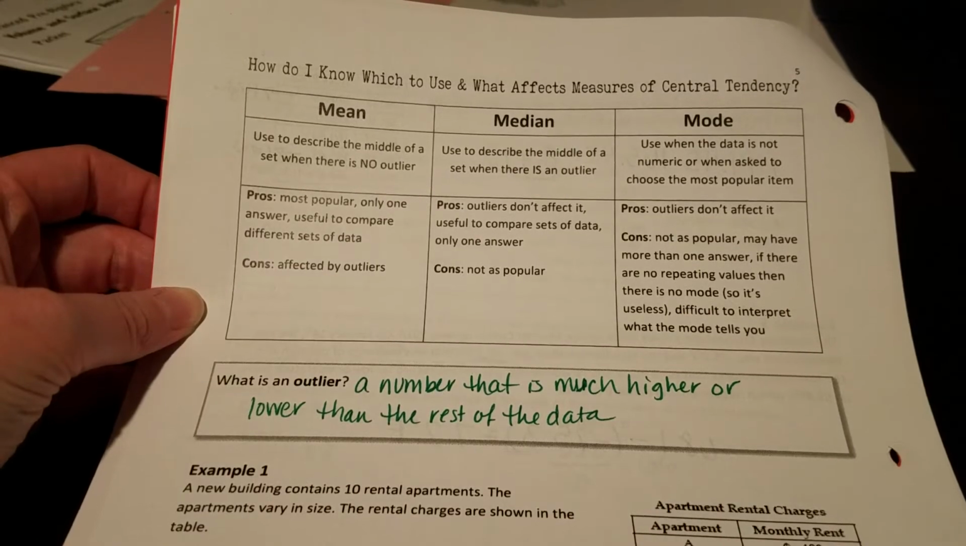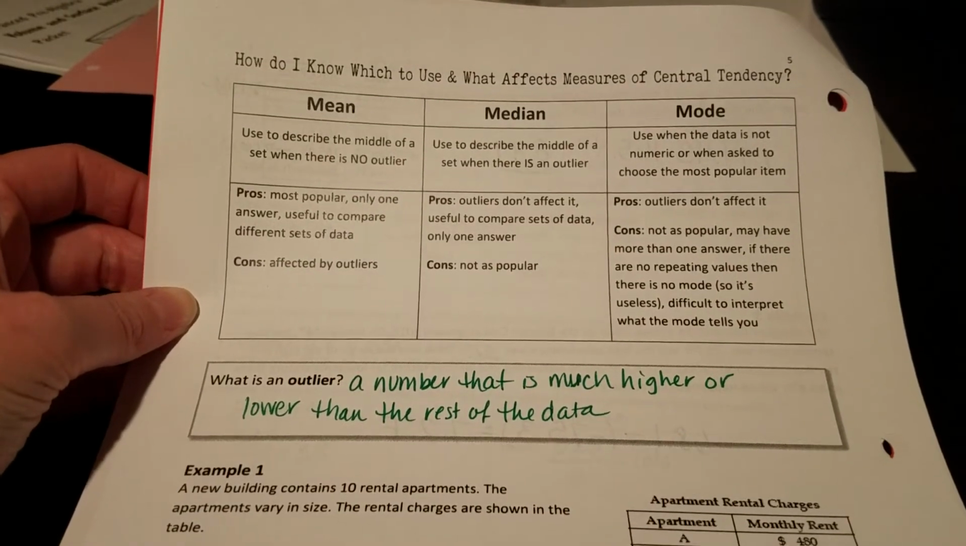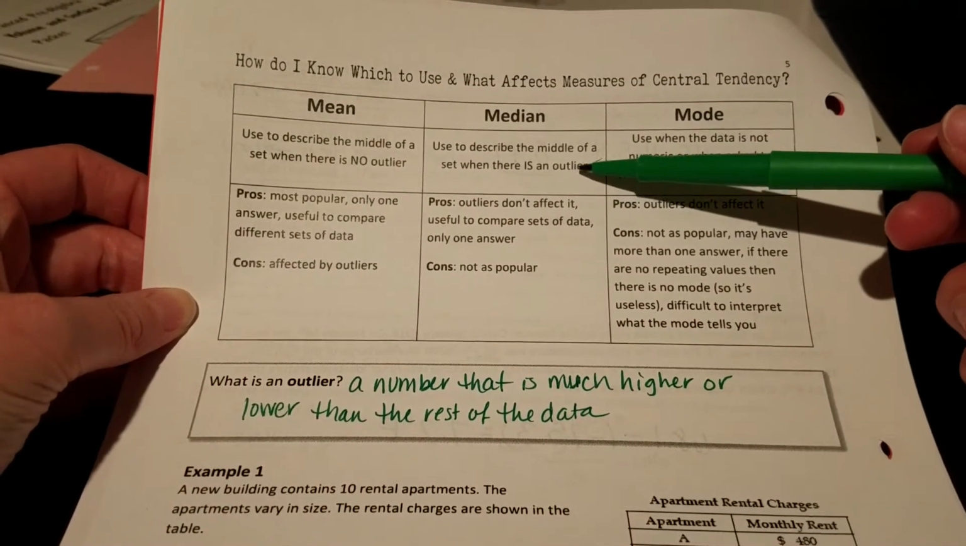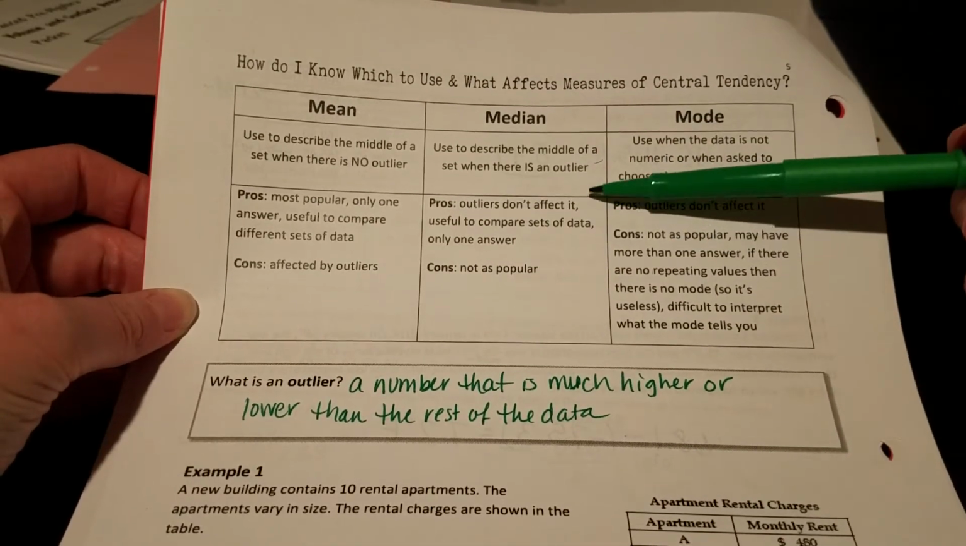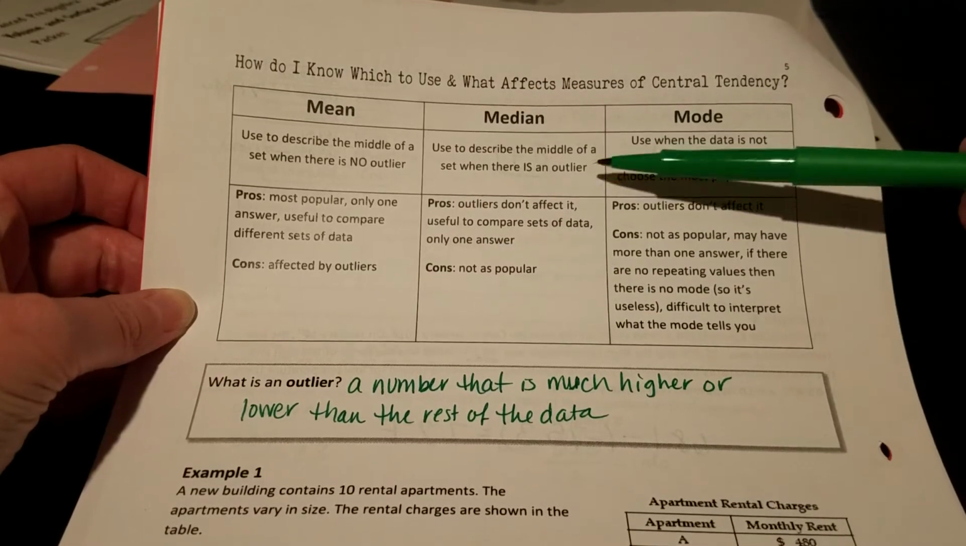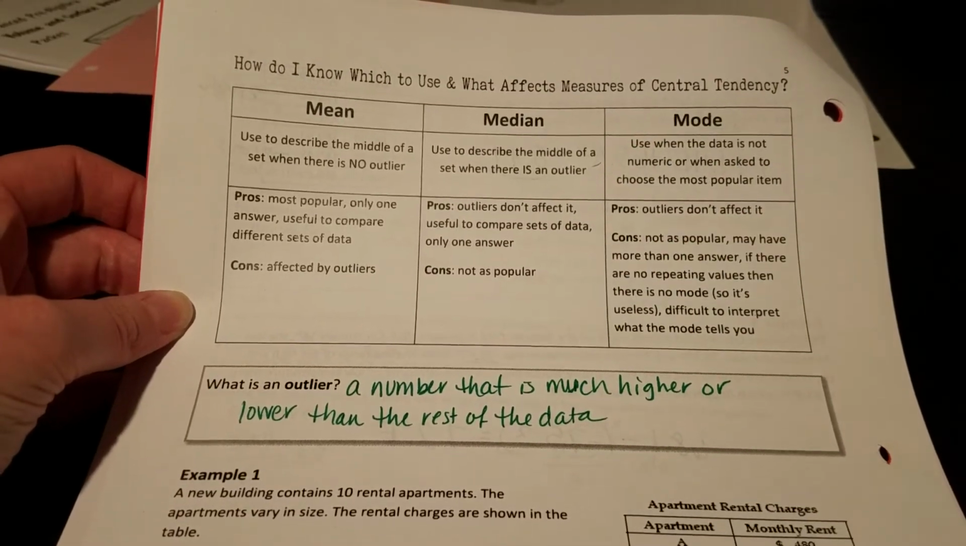Median is going to talk about the middle of a set. This is useful when you do have an outlier because the median is still going to be fairly true. Outliers don't affect it. It's useful to compare. There's only one answer. The median just seems to not be as popular as talking about the mean.